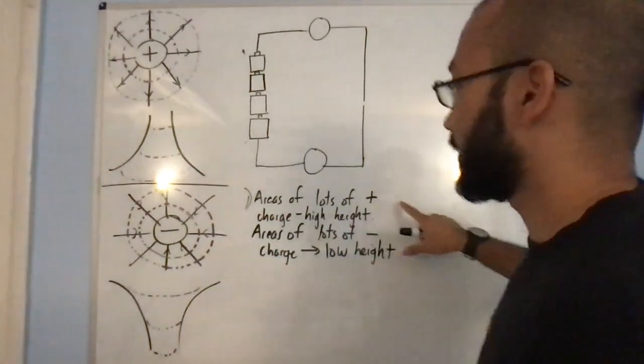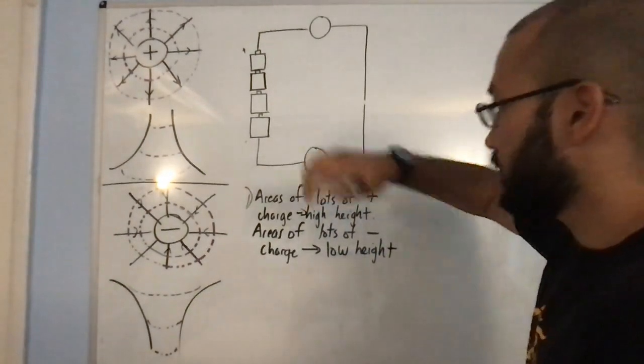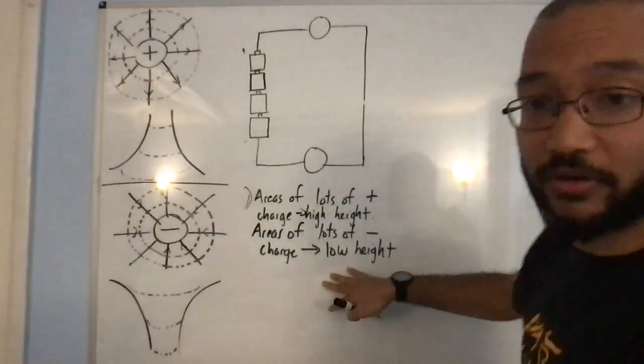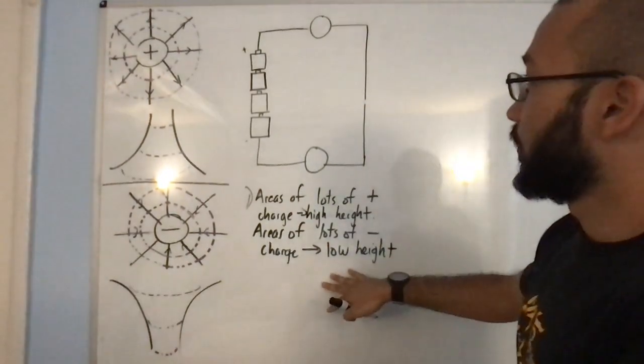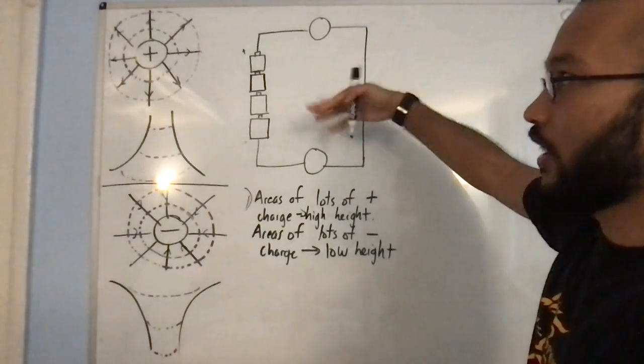Okay, so areas of lots of positive charge are high height, high elevation. Areas of lots of negative charge are low height. So this can already help us explain why charges flow.